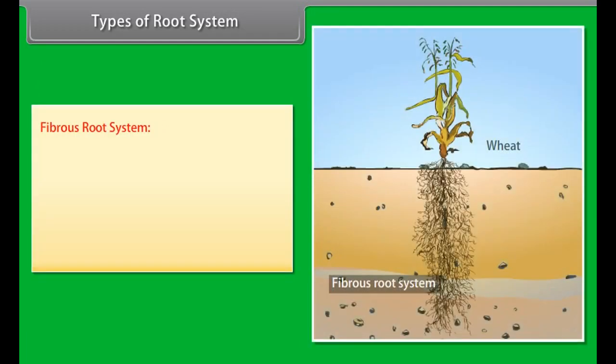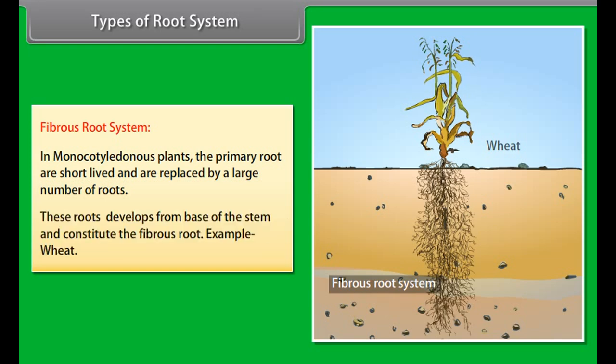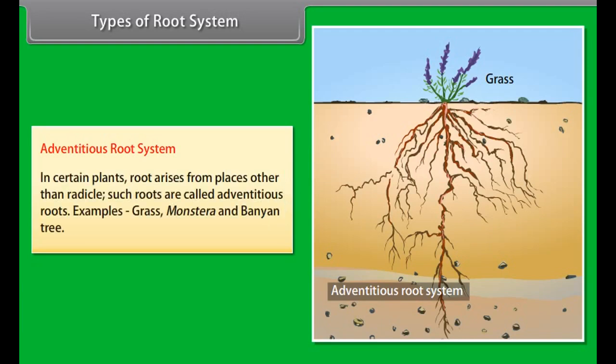Fibrous root system. In monocotyledonous plants, the primary root is short-lived and is replaced by a large number of roots. These roots develop from the base of the stem and constitute the fibrous root. Example, wheat. Adventitious root system. In certain plants, roots arise from places other than the radicle. Such roots are called adventitious roots. Examples, grass, monstera, and banyan tree.